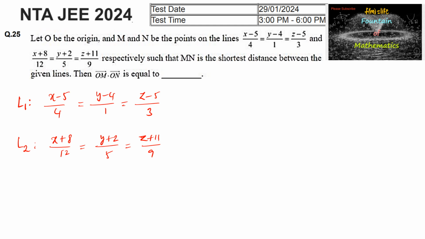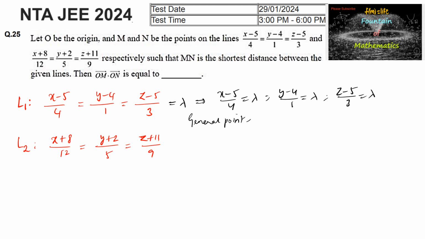So here let us consider the ratio equal to lambda, so that we can find a general point on the line. We can write (x − 5)/4 = lambda, (y − 4)/1 = lambda, and (z − 5)/3 = lambda. So a general point on the line L1, say M, we can take as (4 lambda + 5, lambda + 4, 3 lambda + 5).